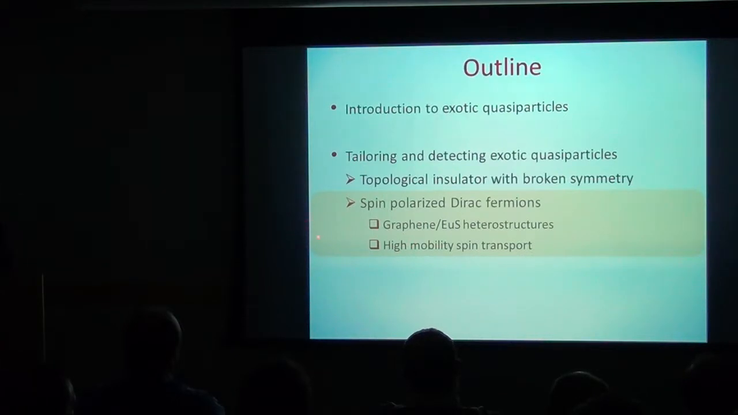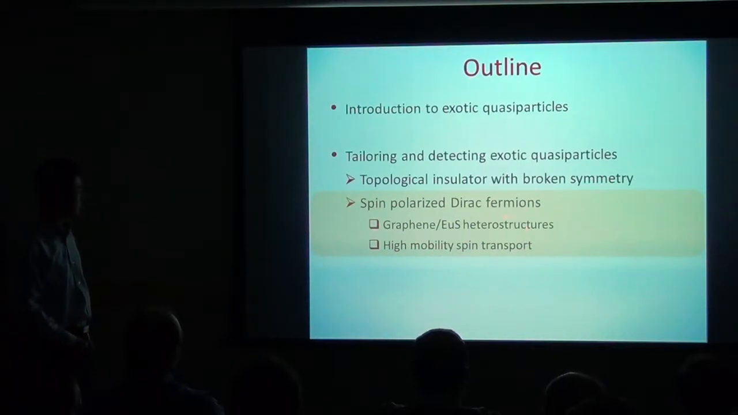Then the question comes, well, is this kind of approach the only work in topological insulator? Will it work in other novel materials? And the answer is yes. We actually move forward to see if this method can also spin polarize Dirac electrons in graphene.